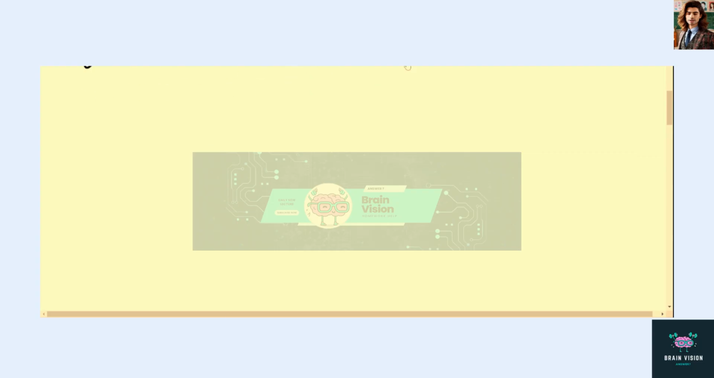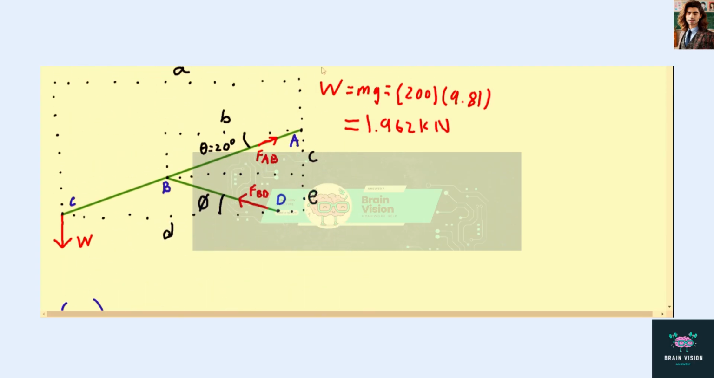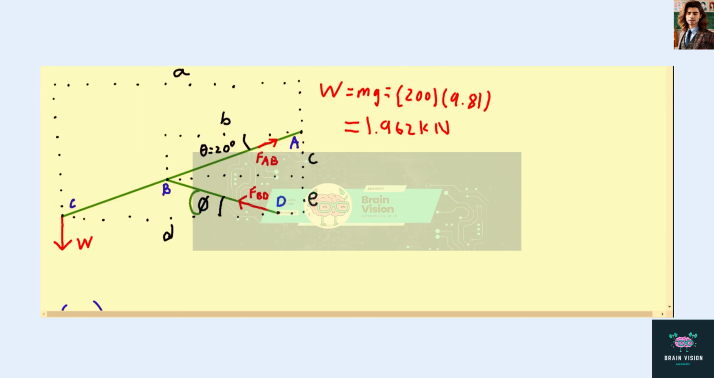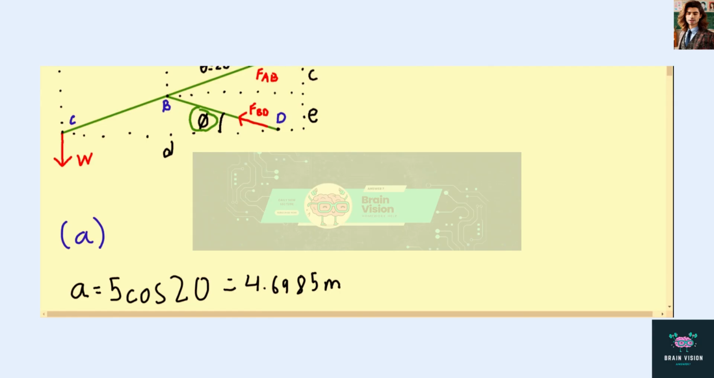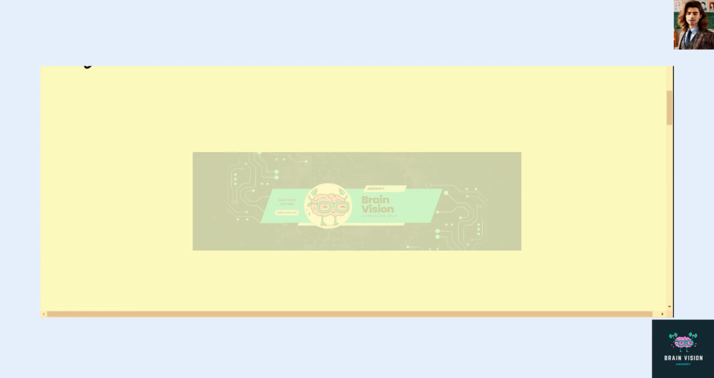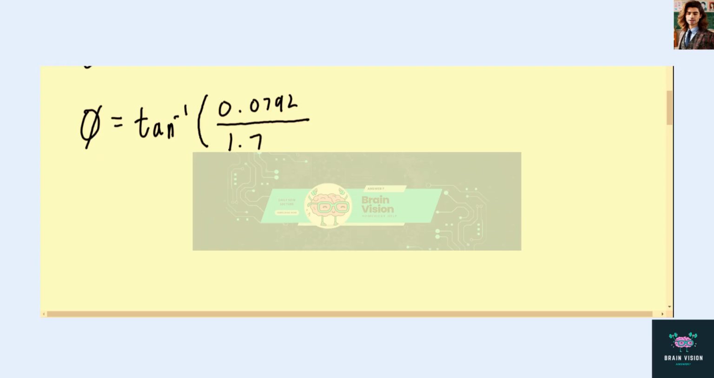Next we're going to find the angle phi. To get angle phi, we can write it as phi is equal to the tangent inverse of 0.0792 divided by 1.7553, and we'll get an angle phi equal to 2.584084 degrees.